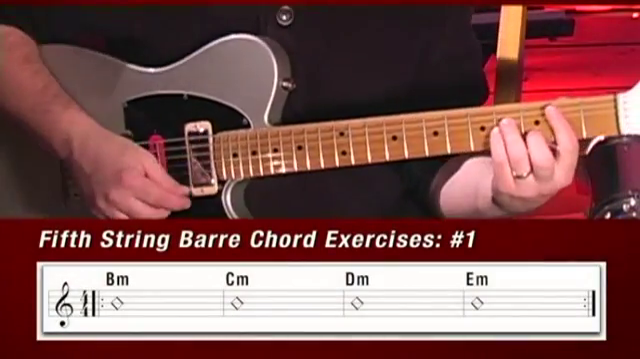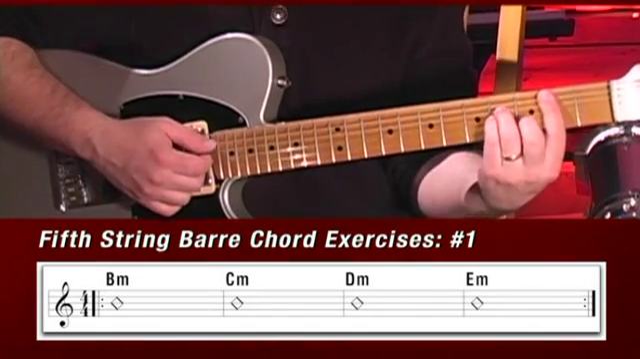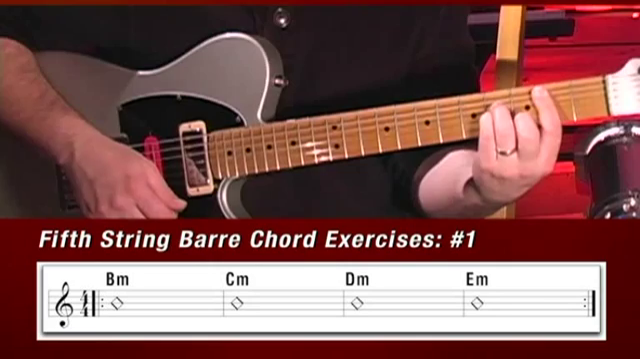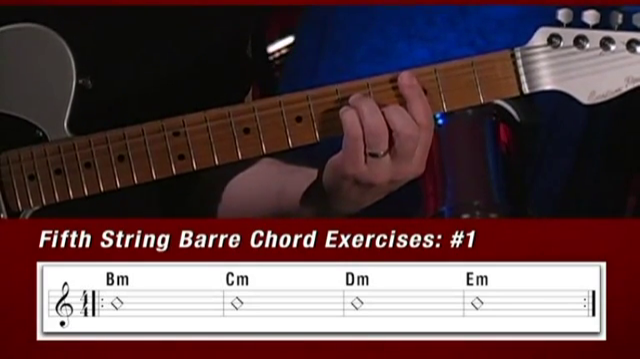Okay, now take a look at some of the basic bar chord exercises for the fifth string. Let's go through a couple of those. Let's start with number 1. B minor starts it. Ready? Go. 2, 3, 4, C minor. Remember, just slide up.